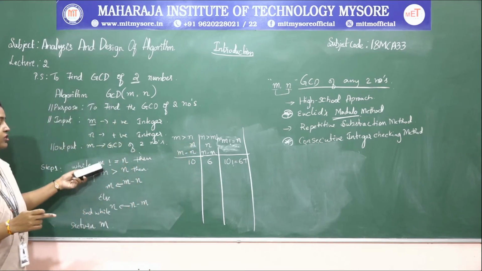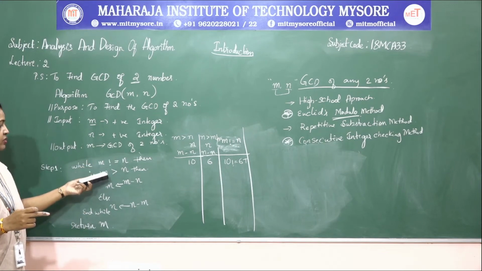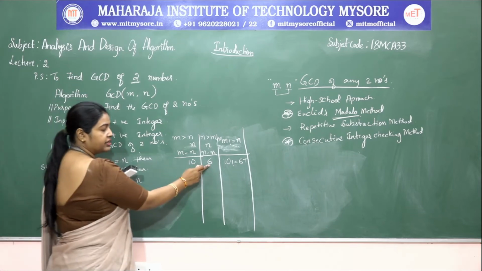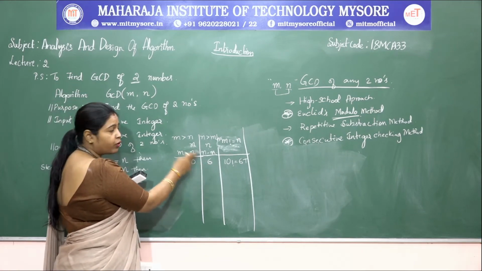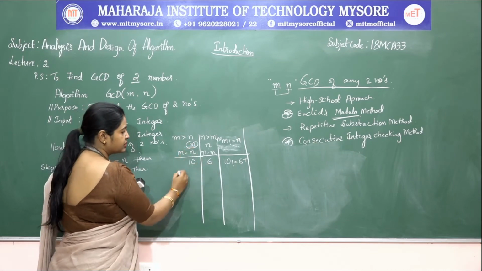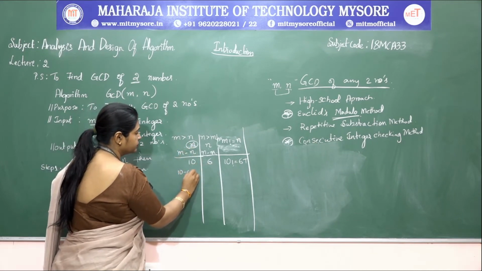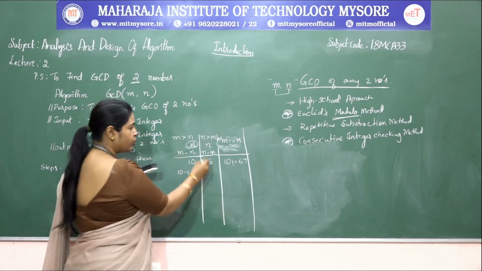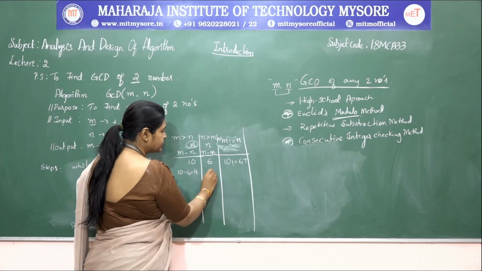Once you check the condition m is not equal to n, the next one is m greater than n. 10 is greater than 6, true. Therefore, we need to find m. So 10 minus 6 is how much? 4. What about n? n stays as it is, 6.